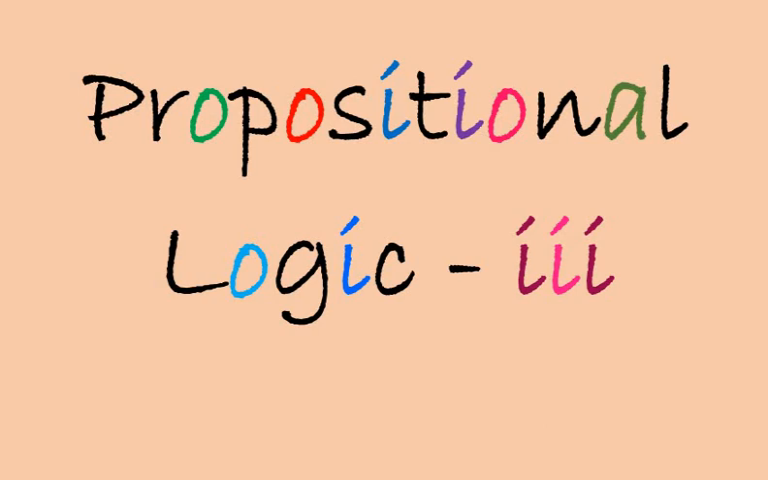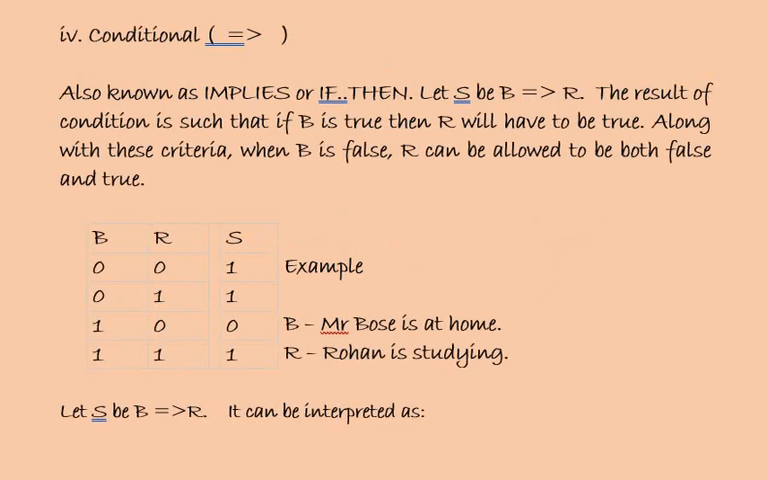Hello, propositional logic continued. Now, this one is called conditional, and conditional has another name, which is implies, or if-then. Suppose we assume B implies R, just propositional names. The result of the condition is such that if B is true, then R will have to be true. That means B happening is insisting on R's happening.